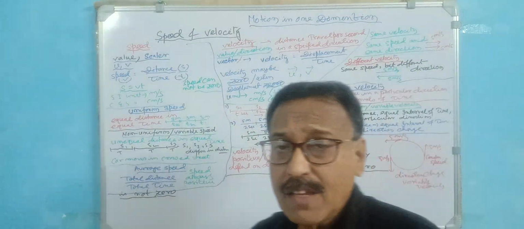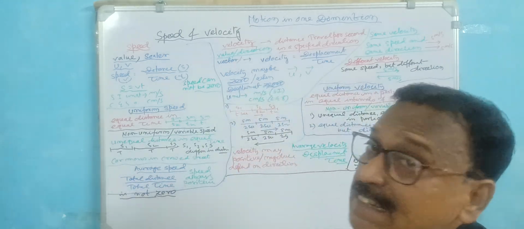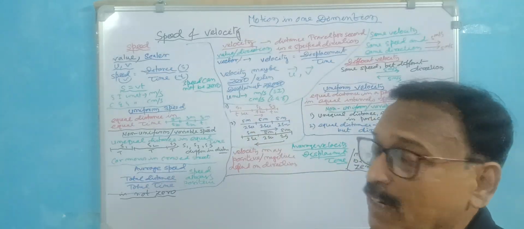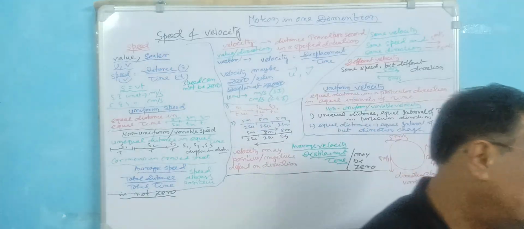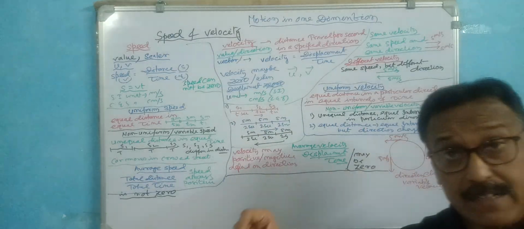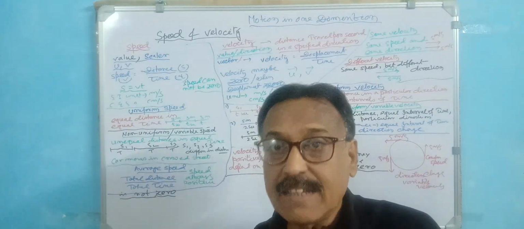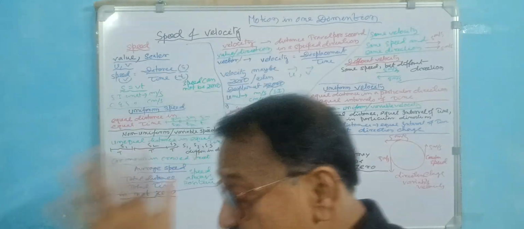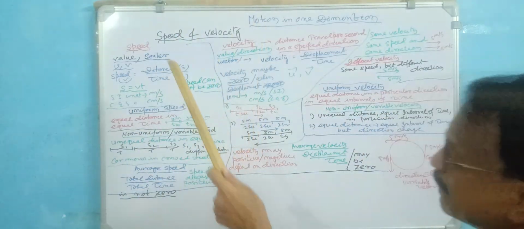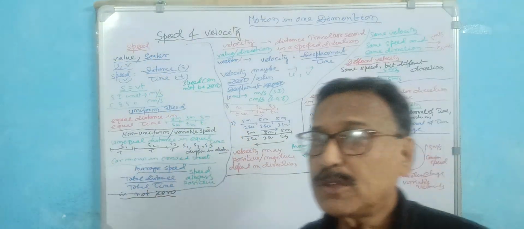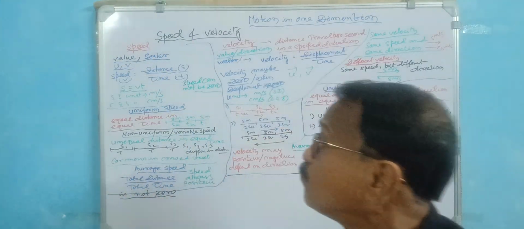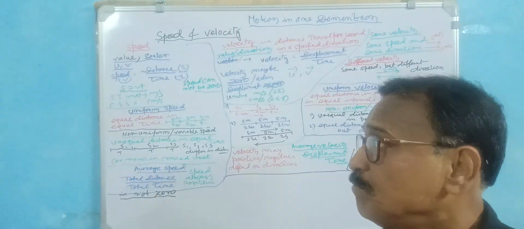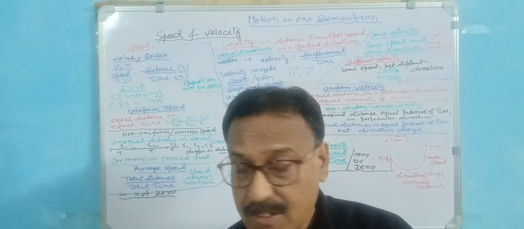So the first one, speed and velocity, the basic difference. Speed is a scalar quantity, only the magnitude is there. But in the case of velocity, there is magnitude and at the same time there is direction. So velocity is a vector quantity and speed is a scalar quantity. In the case of speed, suppose 5 meter per second, the value is there. It is a scalar quantity, but there is no direction indicated. And it is indicated by u and v, u the initial speed, v the final speed.